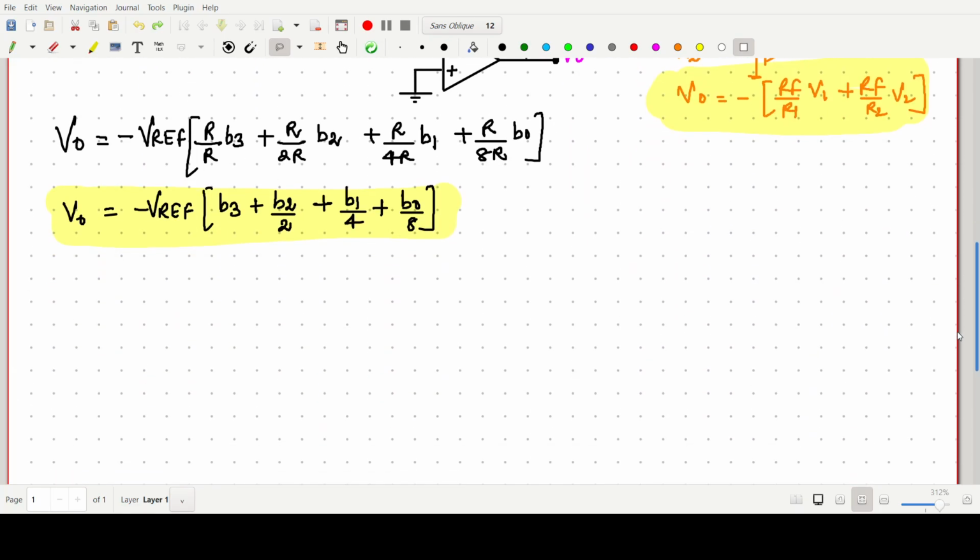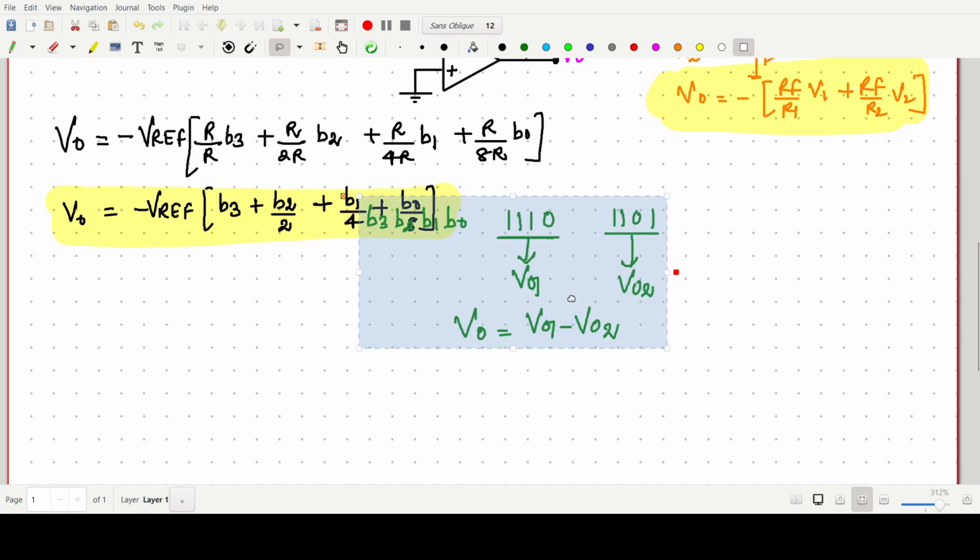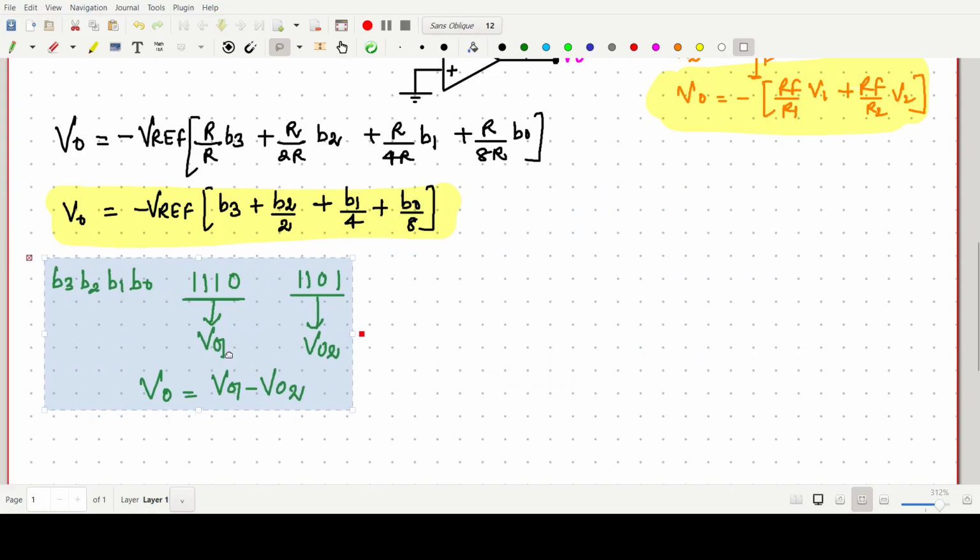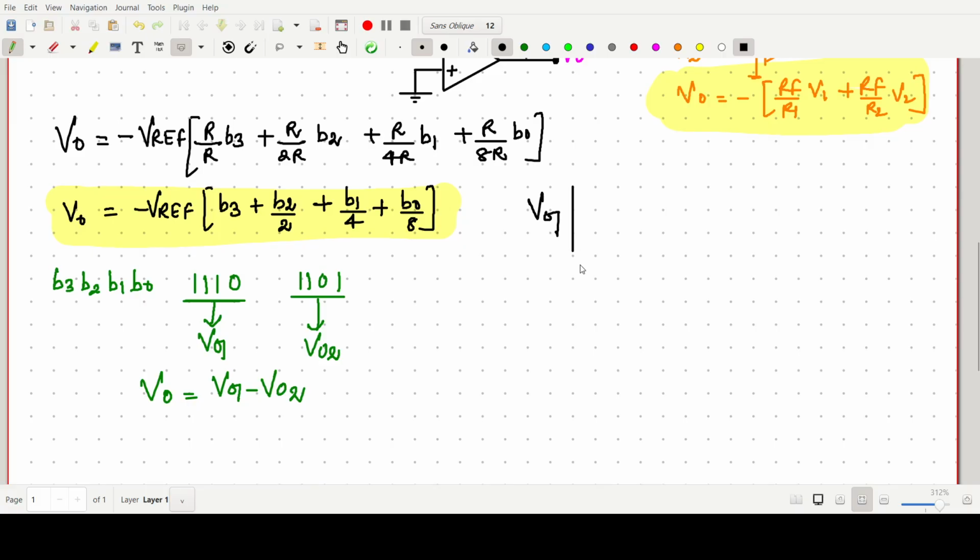Control C. Then suppose we have to find the voltages. When the input changes from this, we have to find the output voltage V naught. So we can say the V naught 1 value when the input is 1110. This first one is our B3, B2, B1, B0. So the modified equation is minus V ref, so directly we can write for this one minus V ref.